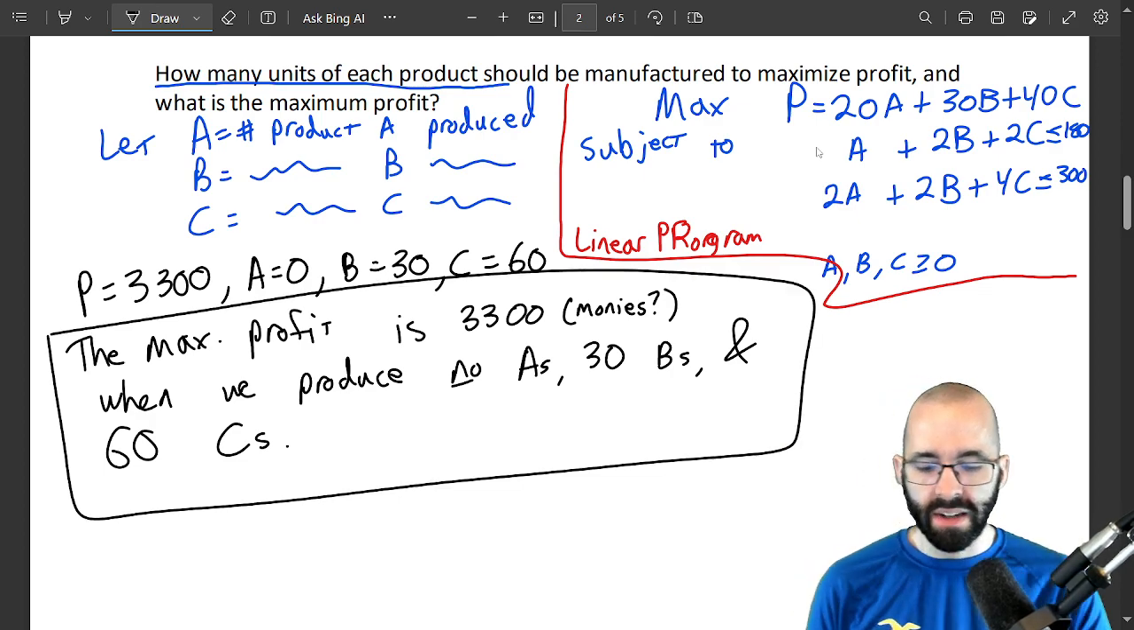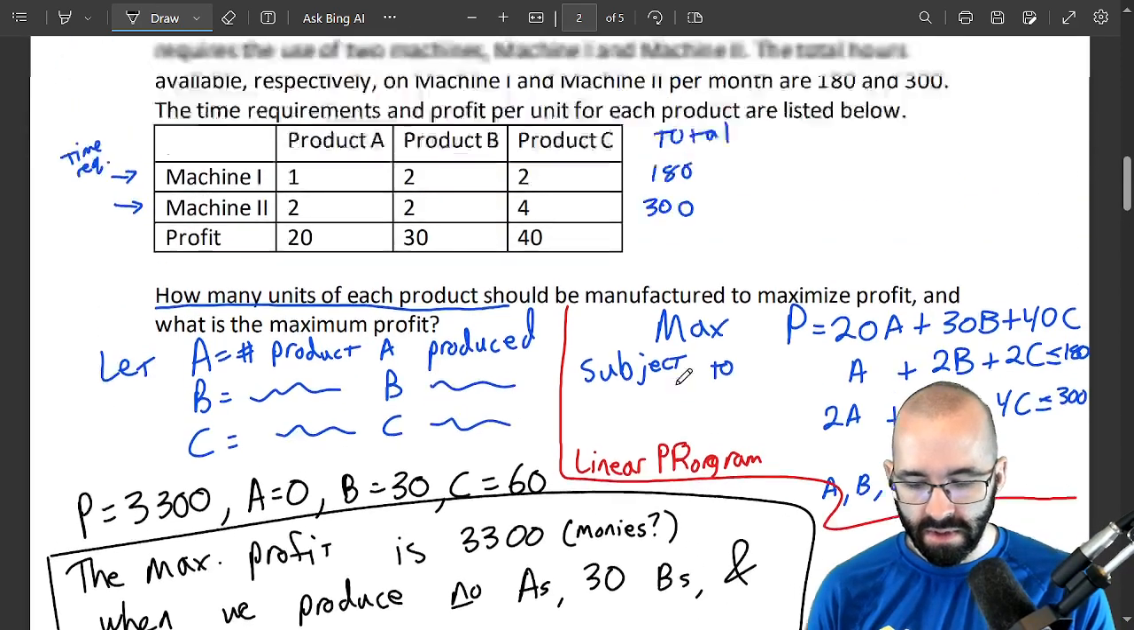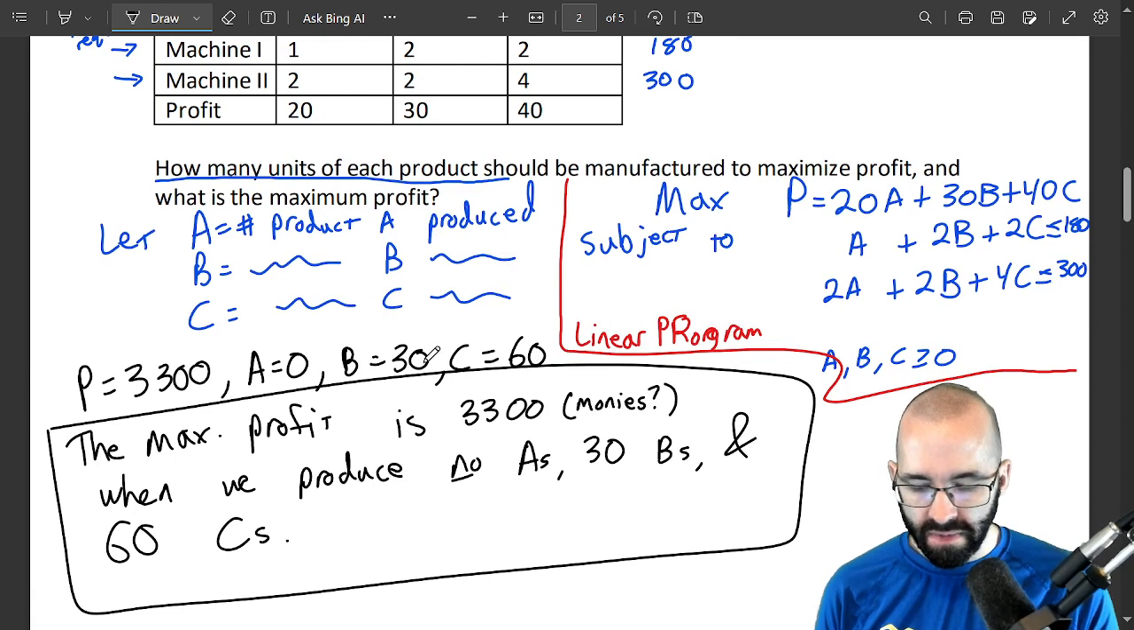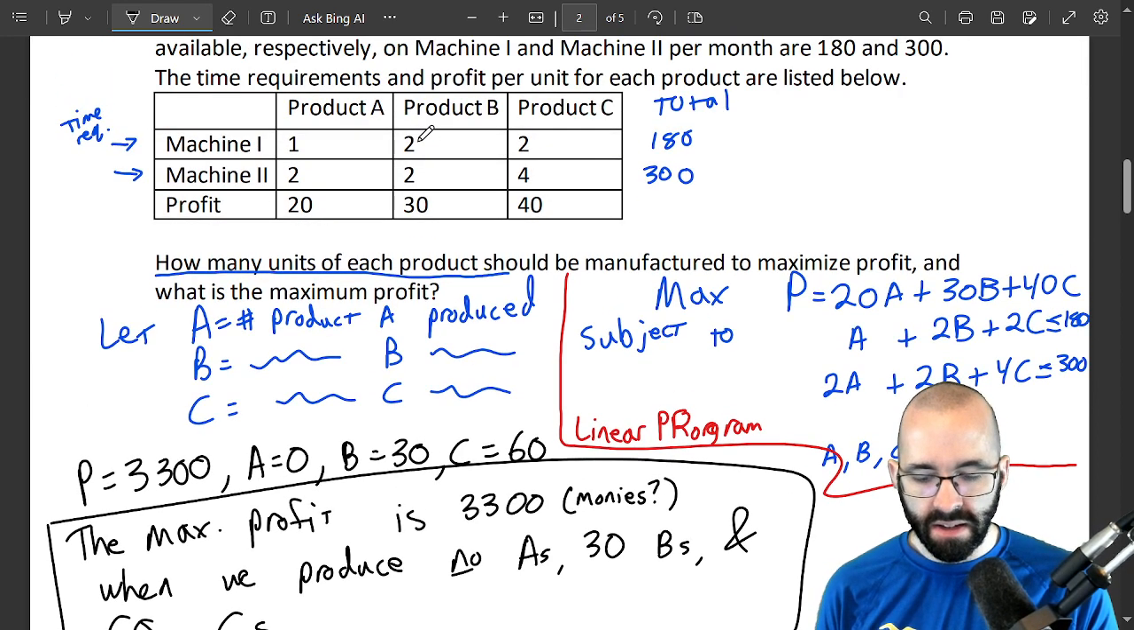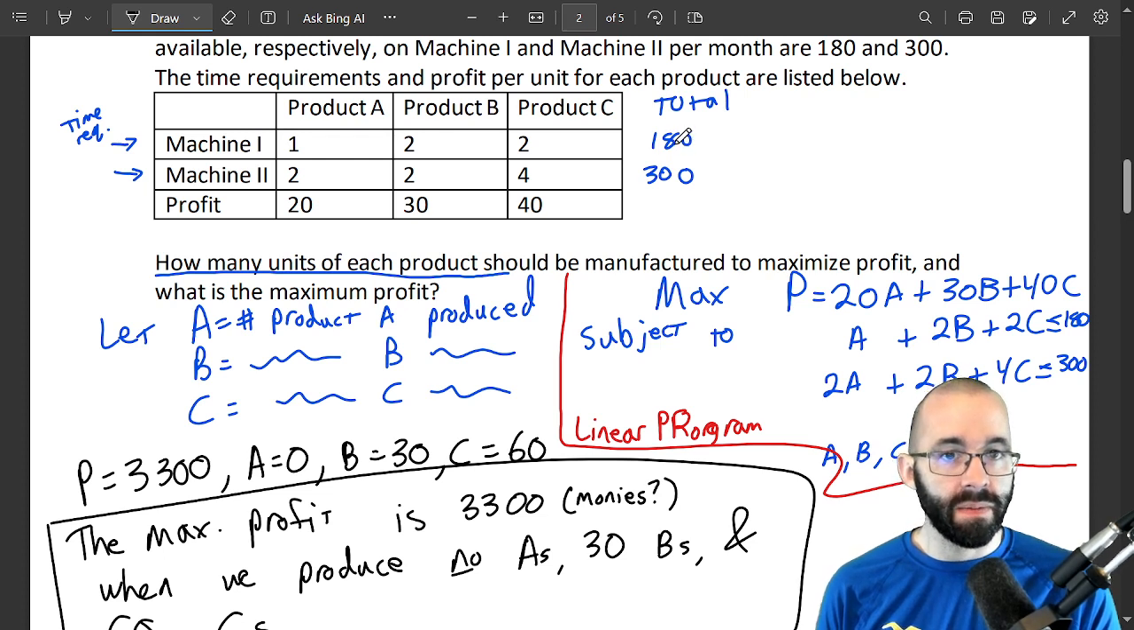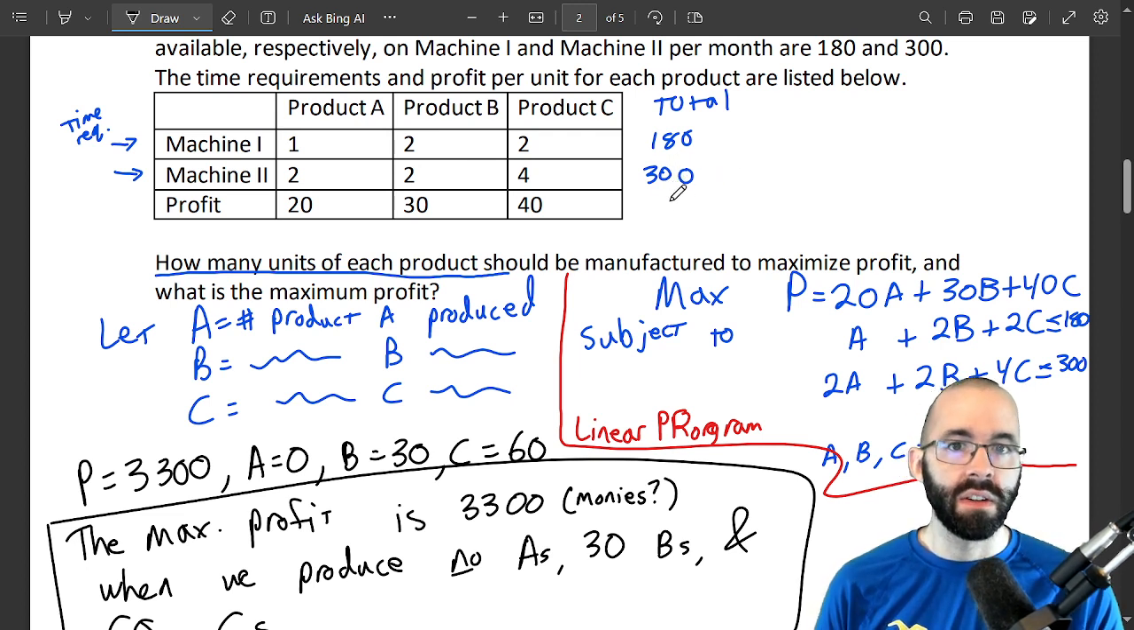We're going to make sure our answer makes sense. All right, if we do this, just 30 B's and 60 C's, then machine 1 is going to use 60, 2 times 30, and 120, 2 times 60. 60, 120. Oh, wow, we're using all of machine 1 time. We're using all 180 units. Machine 2 is going to use 60 over here and 240 over here. That's 300. Yeah, we're using all 300. We're not going over. That's good.